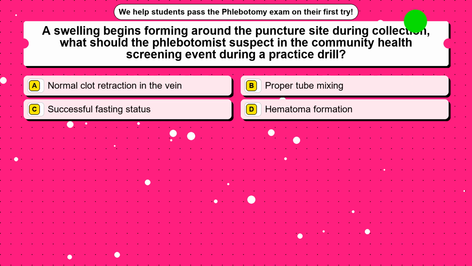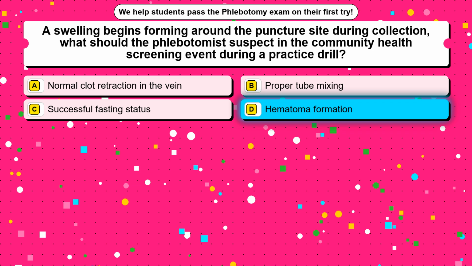Question 39. A swelling begins forming around the puncture site during collection. What should the phlebotomist suspect in the community health screening event during a practice drill? Option A. Normal clot retraction in the vein. Option B. Proper tube mixing. Option C. Successful fasting status. Option D. Hematoma formation. The correct answer is option D.